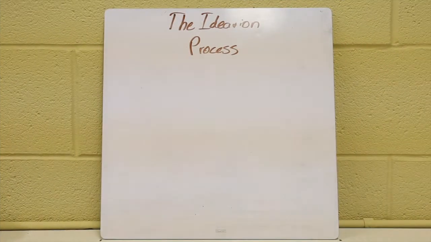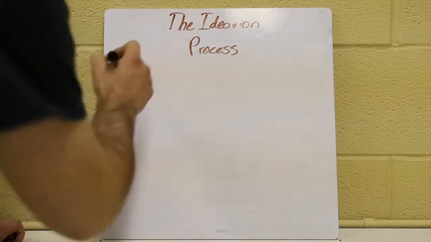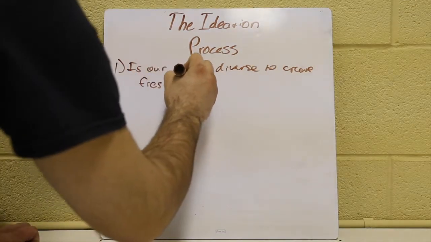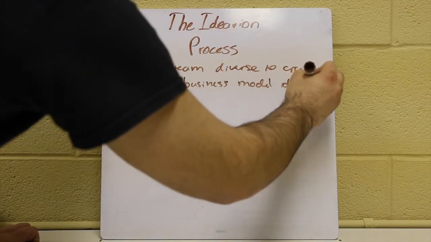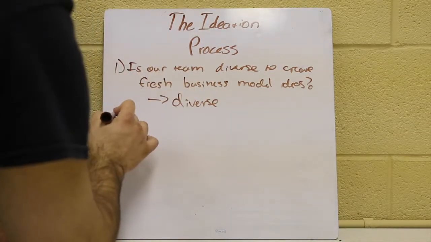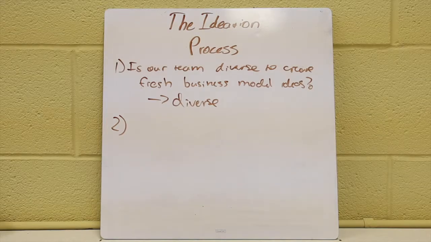The next segment in the design portion of the book speaks of the ideation process, and the process basically consists of five different questions. The first question asks, is our team sufficiently diverse to generate fresh business model ideas? A very easy way to remember this question is just by thinking of the word diverse. That would be the key aspect of this process in ideation.